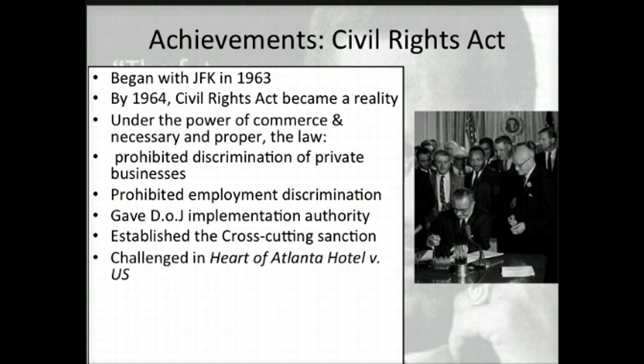The constitutionality of the Civil Rights Act was challenged in Heart of Atlanta Hotel versus the United States. Is it within the power of Congress to tell owners of businesses who they can and cannot serve? And the Supreme Court said, of course it is. It falls under the Commerce Clause and the Equal Protection Clause. So, the Civil Rights Act was upheld by the courts.